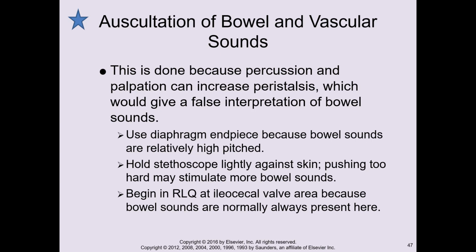Then you're going to use your stethoscope to listen to the bowel sounds and the vascular sounds. This is the only time you use auscultation before you do percussion, because percussion will increase peristalsis and it will give you a false interpretation of what the sounds are doing. So you want to use your diaphragm on the patient in the 4 quadrants of the abdomen.